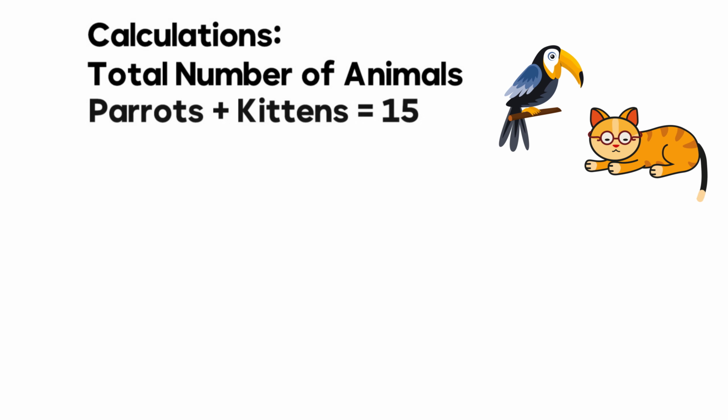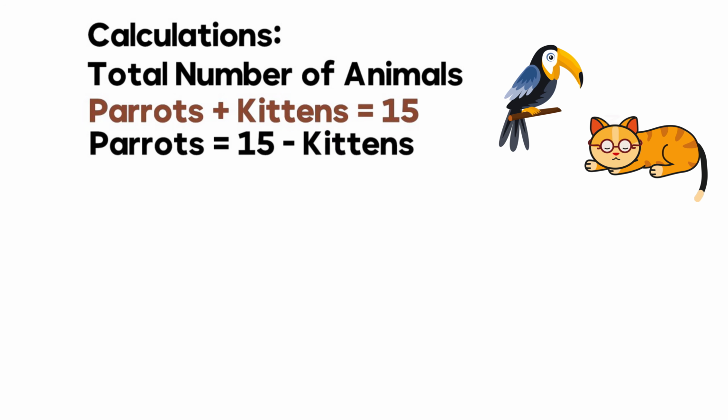Based on this information, we can create a formula. Number of parrots in the store plus number of kittens in the store equals 15. So based on this, we can calculate the number of parrots.